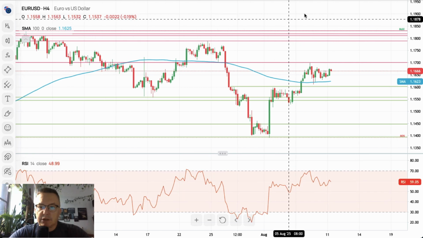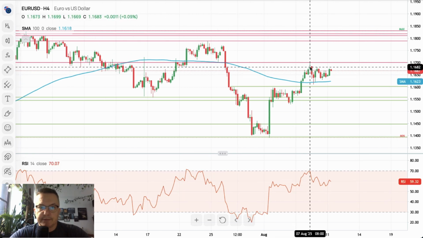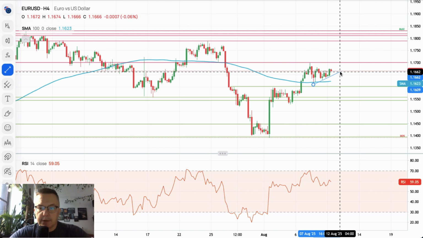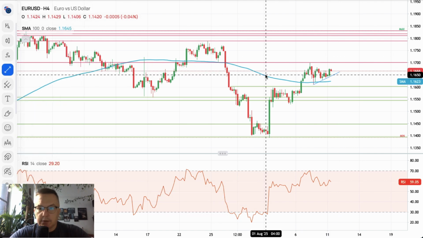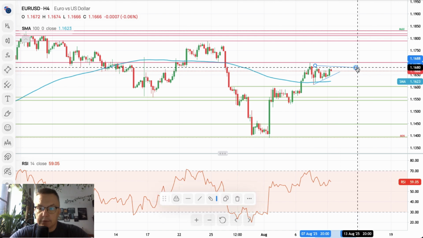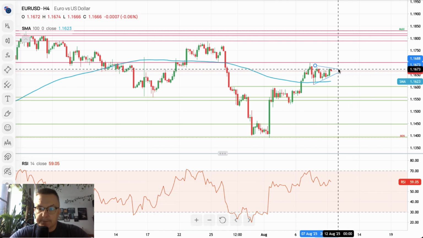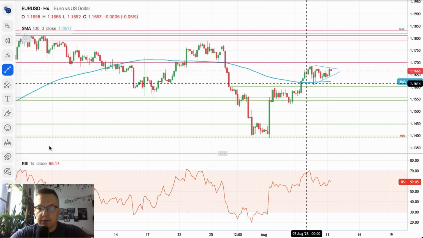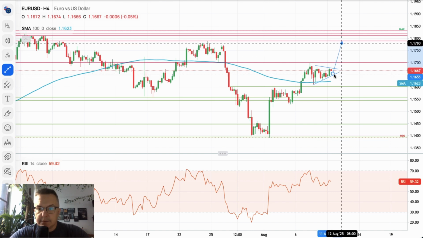Euro dollar 4-hour time frame chart is showing us important technical resistance at 1.1699, basically 1.17, and this is the swing high from last week. Since then, we can observe some sort of triangle pattern forming. You can see it here. This triangle pattern might indicate an upside breakout when the pattern is completed.